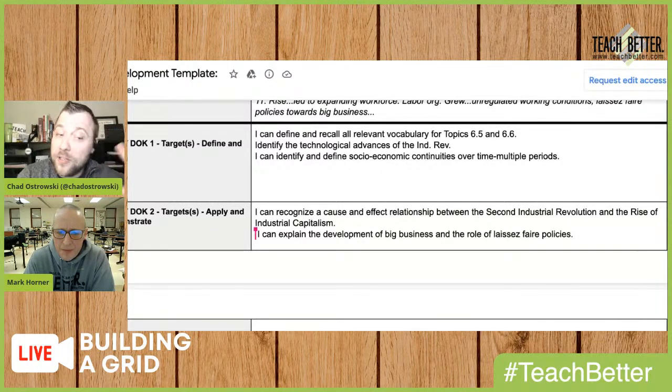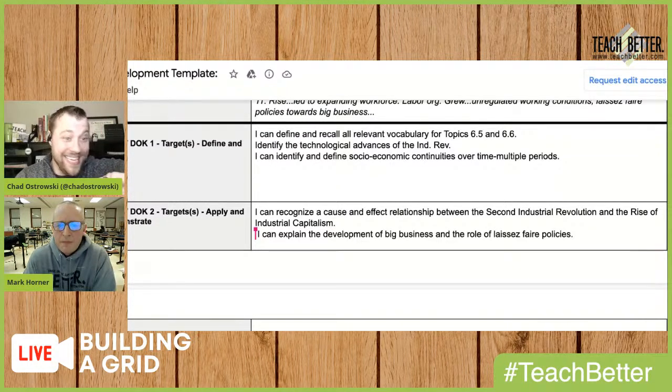And here's the scary part. Some teachers never move past that. They stay at who, what, when, where, and they live in that zone. We need to get past that zone. That's why we're planning to go past that zone.